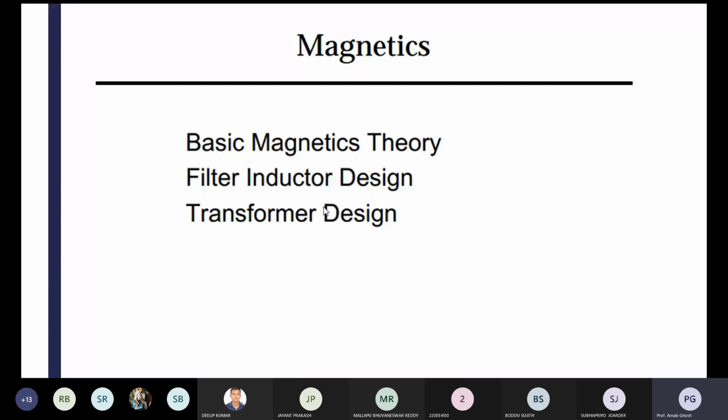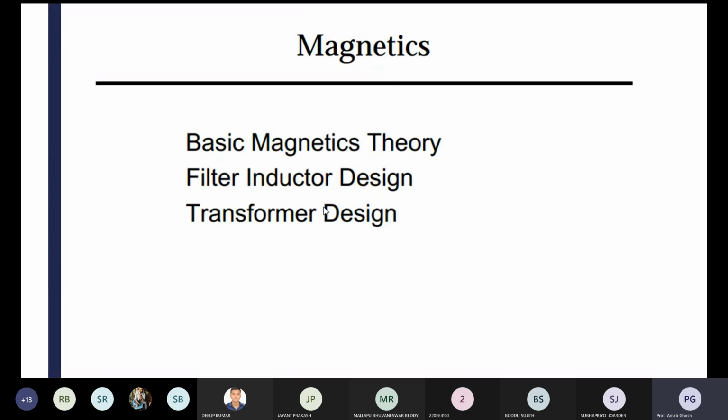After that, you have to implement them. First you have to select that core and its number. To select the core, the material of the core also changes. For 500 kilohertz, the material of the core is totally different. The shape and size of the core is totally different compared with a 50 hertz core.